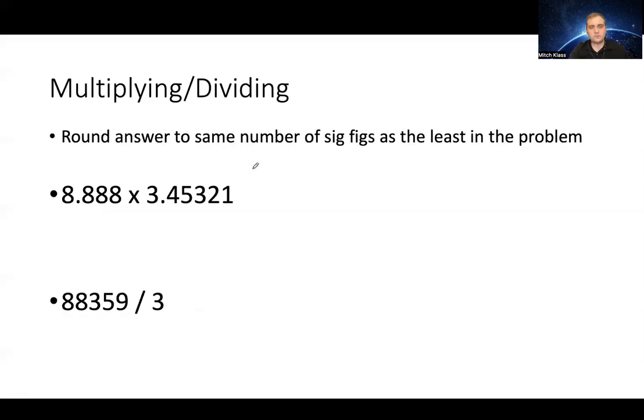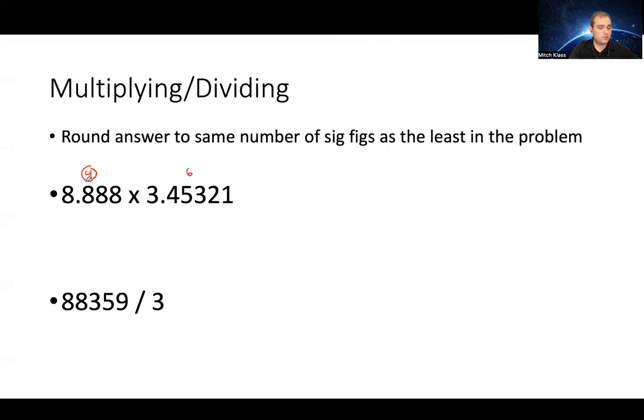Now let's go into multiplying and dividing. This is where it gets slightly more complicated. So you want to round the answer to the same number of significant figures as the least number of significant figures in the problem. It's a lot of words, but it's very simple. This has 4 significant figures because they're all non-zero digits. These are also all non-zero digits, so we have 1, 2, 3, 4, 5, 6. Which number is less? The 4. Therefore, our answer is going to be rounded to 4 significant digits.